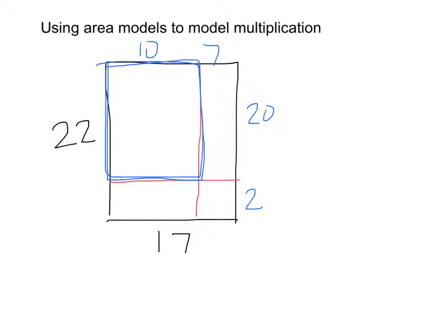Shelly? 10 times 20. That's the area of that rectangle. Good. Okay. What's the area of this rectangle here? Okay, in green. What is the area of that rectangle? Carmel? 7 times 20. Good. I'm going to write it sideways. 7 times 20.